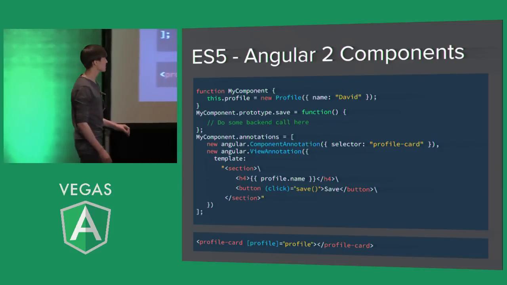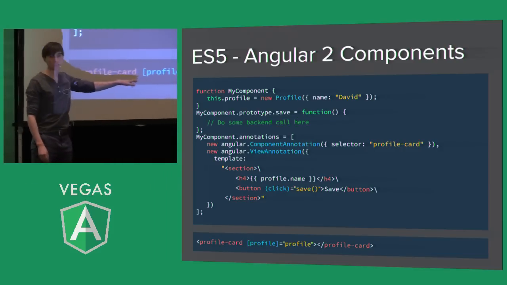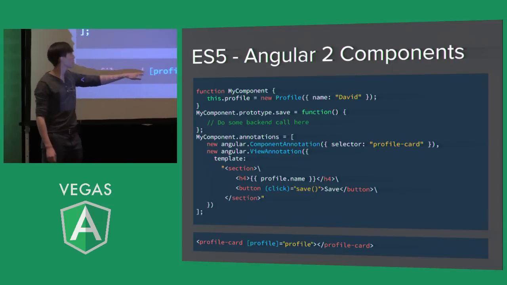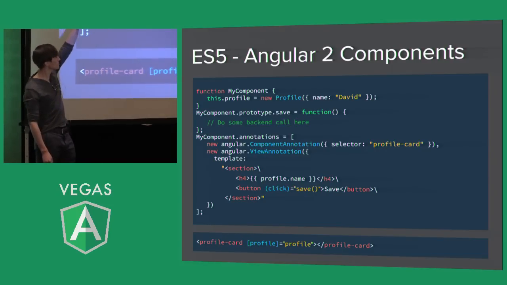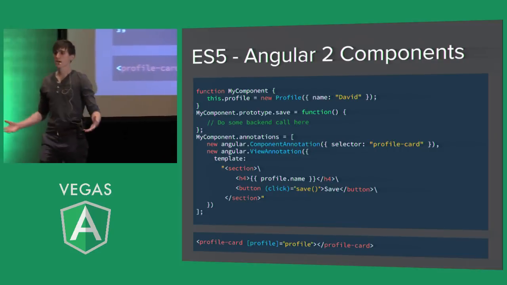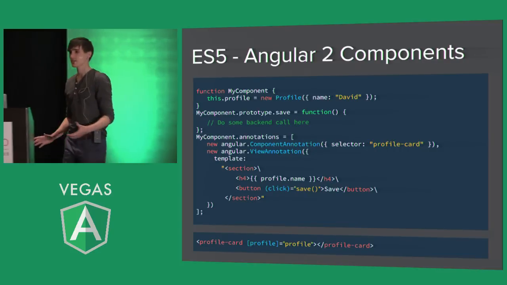And all we're doing right here is using the square brackets, which is a property binding. So it says, let's bind to the property called profile, which is all the way up there at the top, and we're going to assign it some arbitrary profile. And that's how we'll fill out the entire template itself.